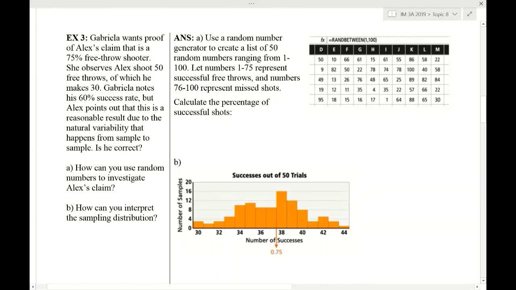So 1 through 75 represent a successful free throw, because he says that he makes 75%. If I'm looking at numbers 1 through 75, that's 75% of the numbers. So anything that's 76 to 100 represents missed shots. Most of these numbers are low, so I'm actually going to do this by counting. We're just looking at how many of the numbers are successful free throws, so numbers 1 through 75. We're counting those.